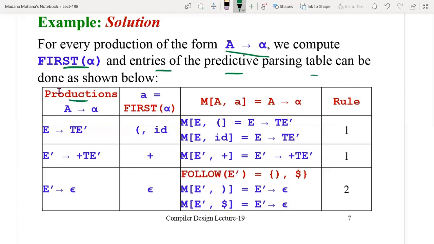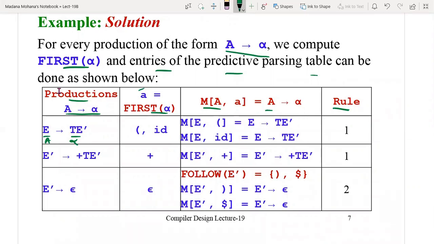So now all of this is listed in tabular format. First we take the production and compare it with the A derives alpha form. Then we find first of alpha, let us say small a, then we see the entry in the table, and add the respective production in the entry. Which rule is used is also mentioned here. Now the first production here is E derives T E dash. You can compare this with A derives alpha: let us say T E dash is alpha. So T E dash as alpha means we need first of T E dash.